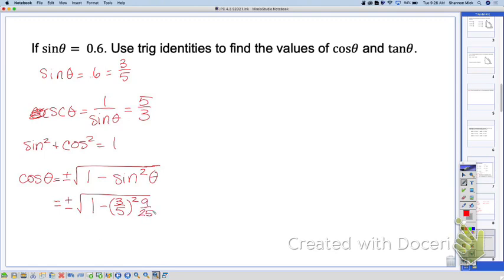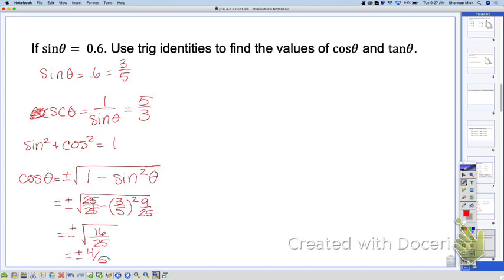We have to make that 1 into what? 25 over 25. So we have plus or minus the square root of 25 minus 9, which is 16. 16 over 25. And the square root of 16 is 4, so it's 4/5. Okay, plus or minus.